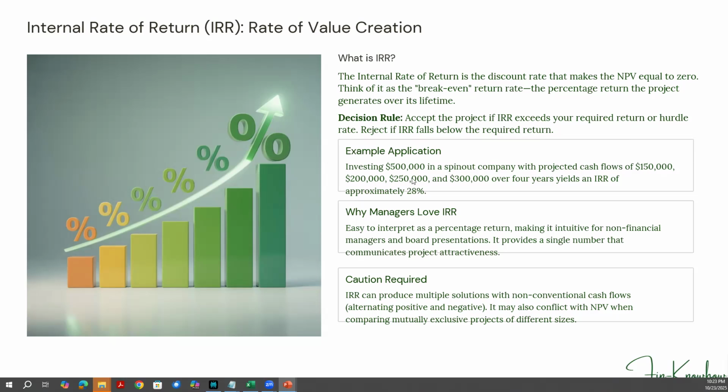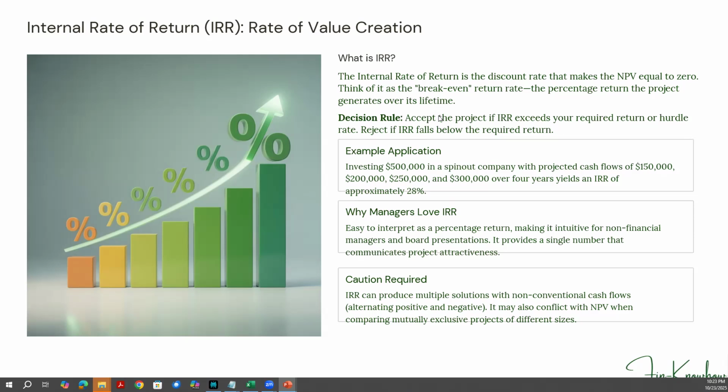And here is an example that perhaps you can try on your own. So you have a project which requires an investment of $500,000, which yields cash flows of $150,000, $200,000, and then $300,000 over the next 4 years. And the question is, what is the IRR? So again, IRR is the break-even rate of return, the rate of return that causes NPV to become zero.